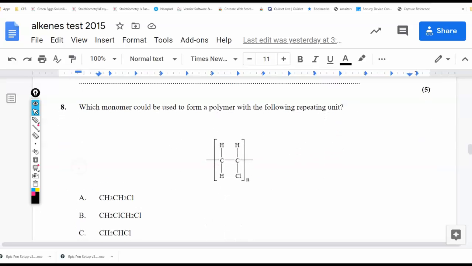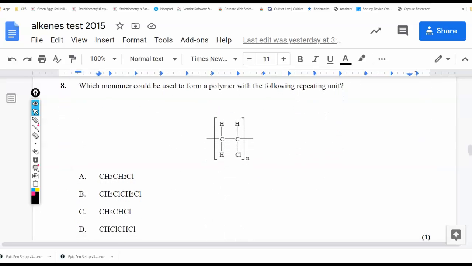Then it says, which monomer would be used to form a polymer with the following repeating units? So this is asking you to undo this. And so what you're going to do is put this and this back in the middle between the two carbons. So we're going to get that double bond back here. So you should end up with a CH2 double bonded to a CHCl, just like that. And there it is, the CH2 double bonded to the CHCl. So you have to be very careful there about putting it back together.